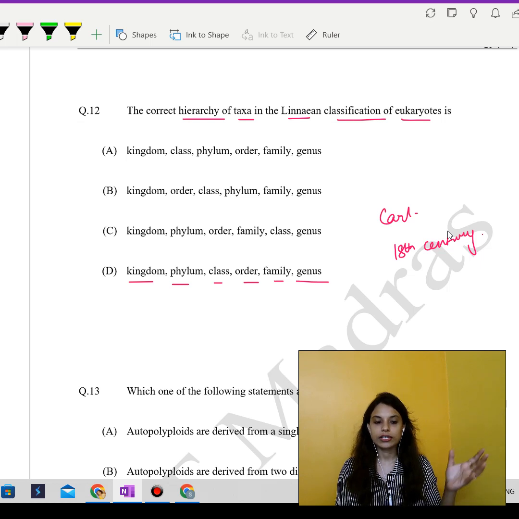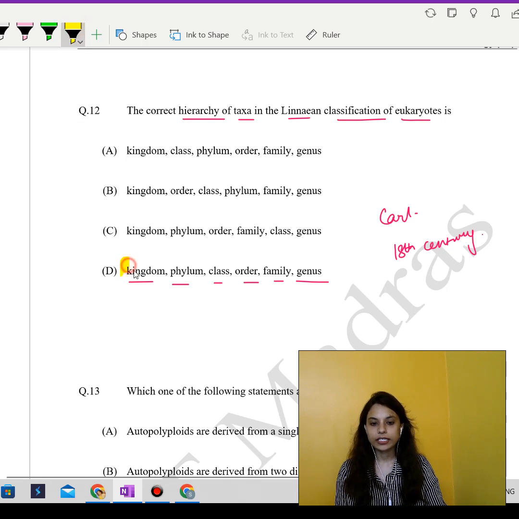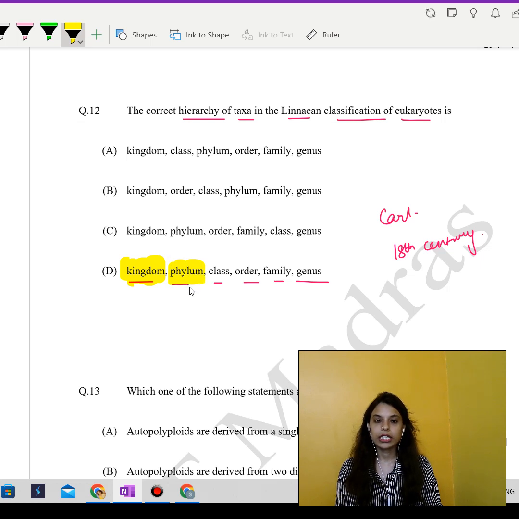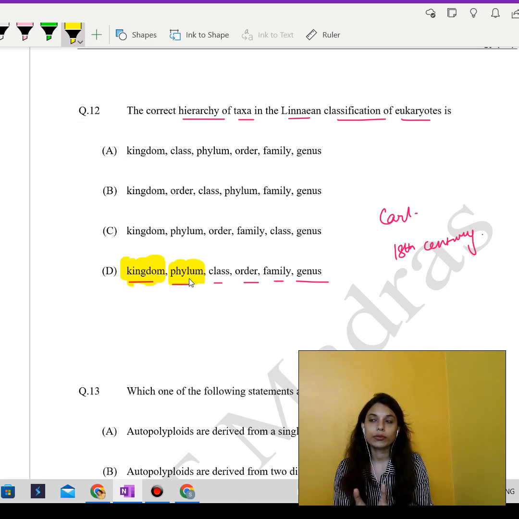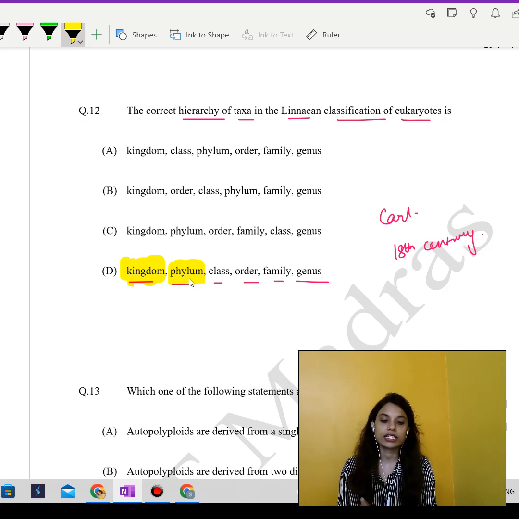Like for eukaryotes, that is organisms with membrane-bound nuclei and organelles, the correct order of taxa is, first, kingdom, because that's the broadest category, grouping organisms with fundamental similarities like animalia, plantae, fungi. So the very first one would be kingdom. Second would be phylum. Phylum means it groups within a kingdom that share specific traits, like chordata within the animalia kingdom.